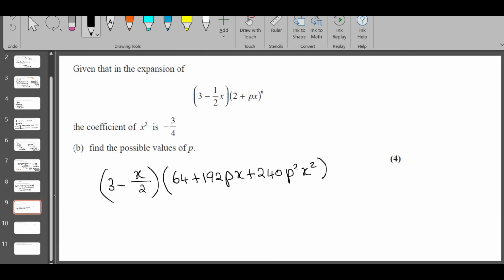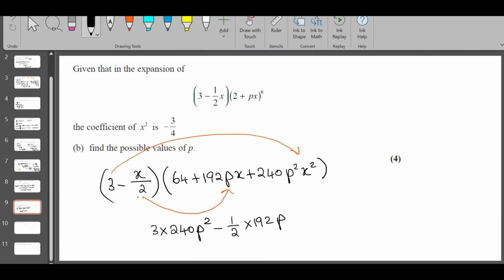Okay. To find the coefficient of x square, when you multiply this and this, you will get the coefficient of x square. And when you multiply this and this, you will also get the coefficient of x square, right? So 3 times 240 p square, minus x over 2, just take the number 1 over 2 times 192 p. These two will give you the coefficient of x square. This is equal to minus 3 over 4. That's what the question says. Now we need to solve it.